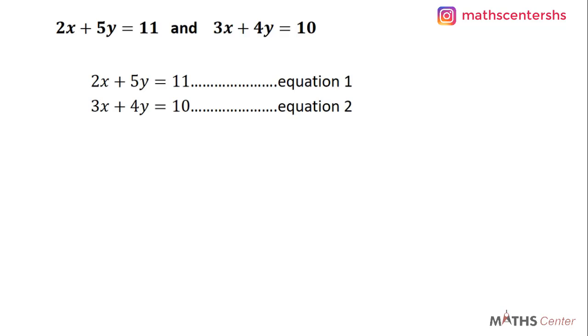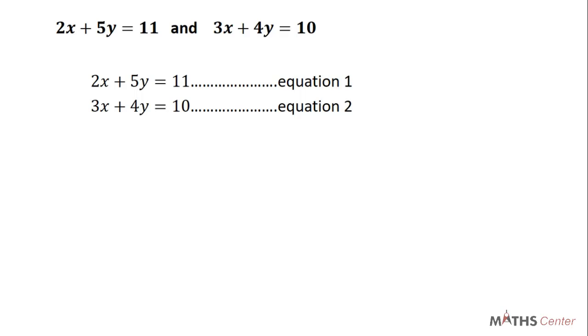The question for this video is 2x plus 5y is equal to 11 and 3x plus 4y is equal to 10. I'll call the first one equation 1 and the second one equation 2. Using the substitution method, we know that we have to make one of the variables the subject in one of the equations. Unfortunately for us, none of the variables has a coefficient of 1, so we can make either one of them the subject. It doesn't matter.